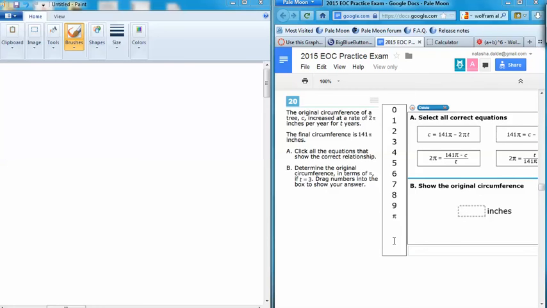The original circumference of a tree is c. It increased by a rate of 2 pi inches per year. The final circumference is 141 pi. Find the equation that shows the correct relationship. All right, so the original circumference is c, and I'm going to add 2 pi times t, and that's going to be my function as a function of t.